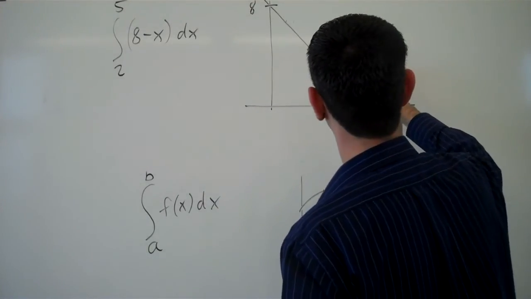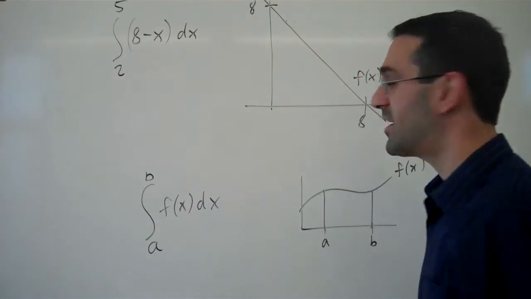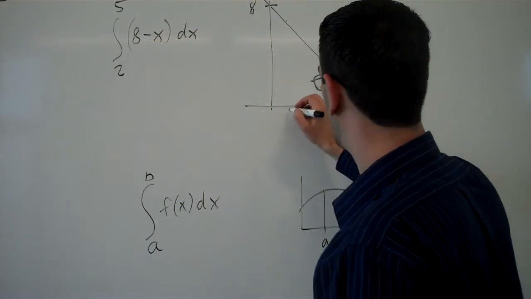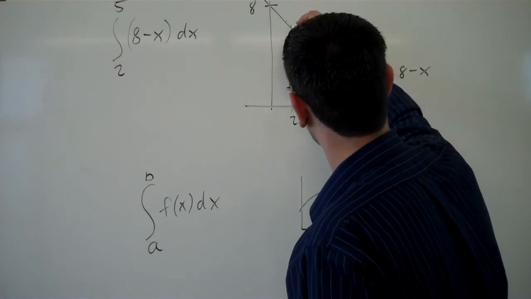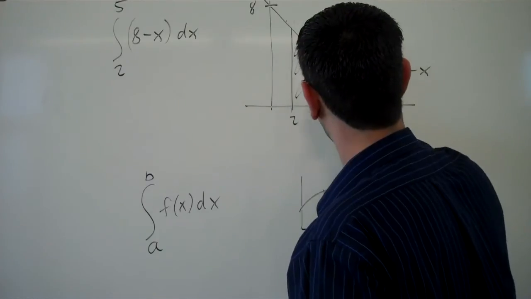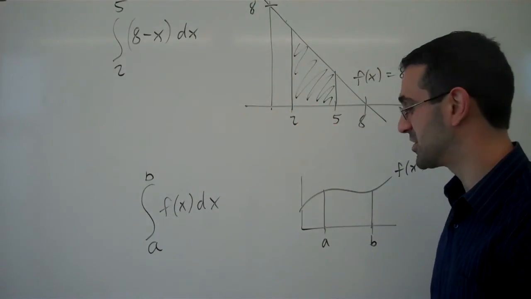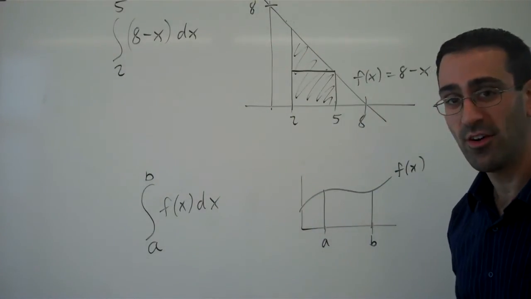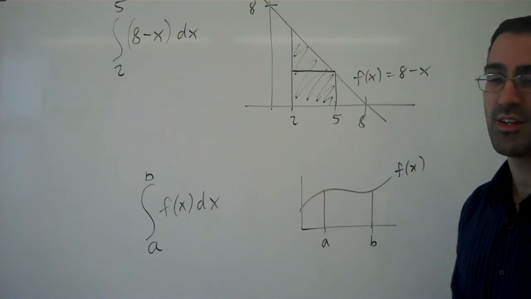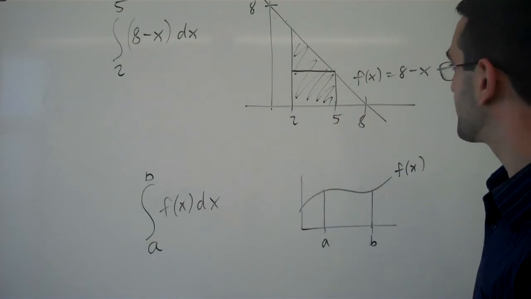Right? There's my curve, f of x equals 8 minus x. And the integral from 2 to 5 would be the area under that curve from an x value of 2 to an x value of 5. So it would be this area here. Now it turns out this is just a trapezoidal shape. I could divide it in half here and have a rectangle and a triangle. And I could find this area without even needing any real calculus. So let's go ahead and do that.